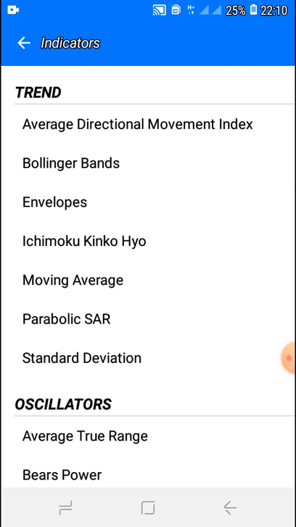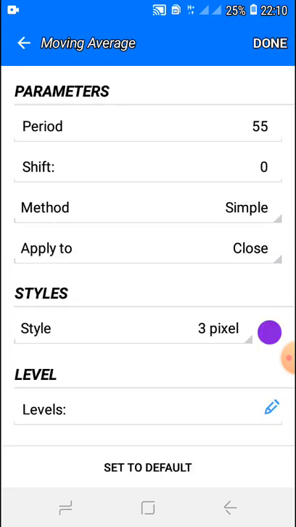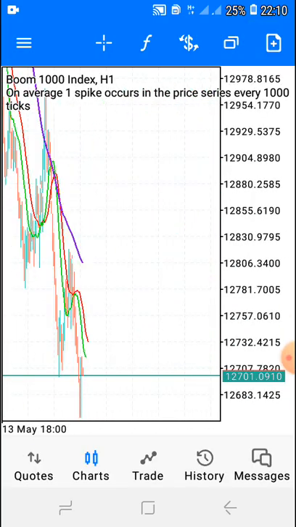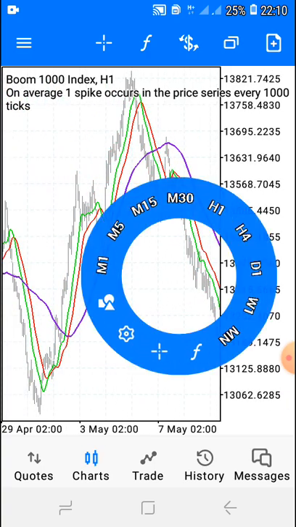Now what you want to do is make sure that your parameters are like mine. Okay, now your period should be 55, offset zero, method simple, apply to close, styles 3 pixel, purple. Okay, and once you're done with that, you're going to click on done. So as you guys can see, we have our moving average, and then we have the alligator.